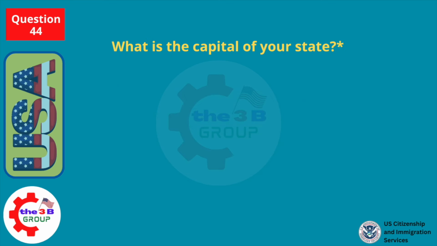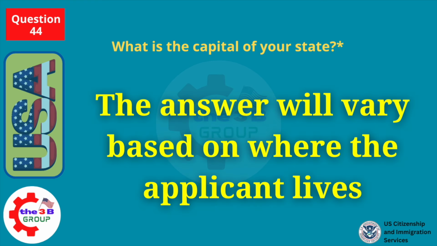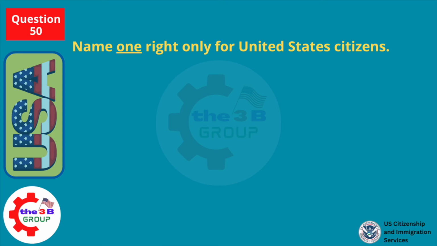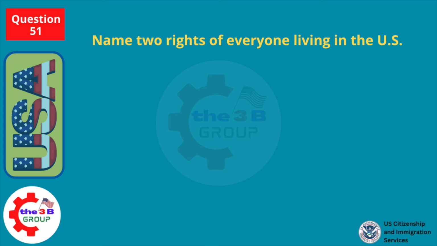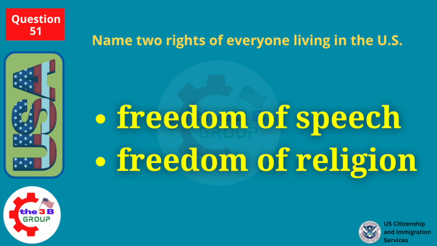What is the capital of your state? The answer will vary based on where the applicant lives. Name one right only for United States citizens. Vote in a federal election. Name two rights of everyone living in the U.S. Freedom of speech, freedom of religion.